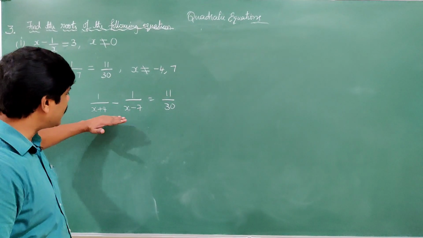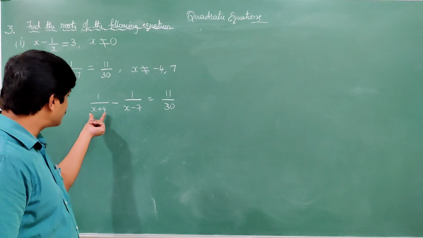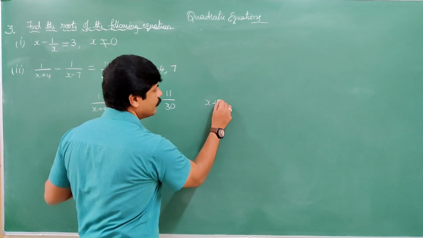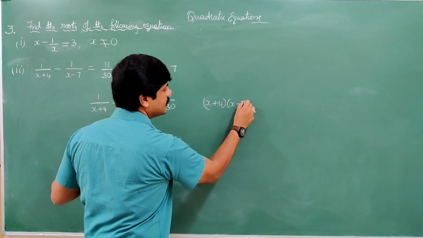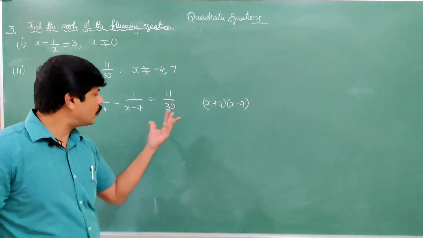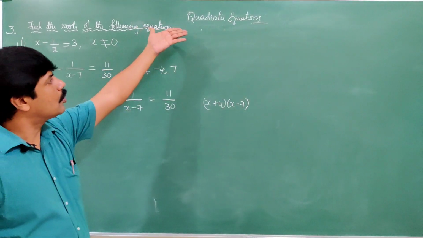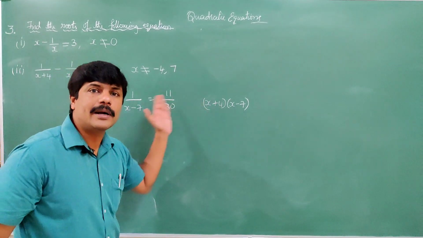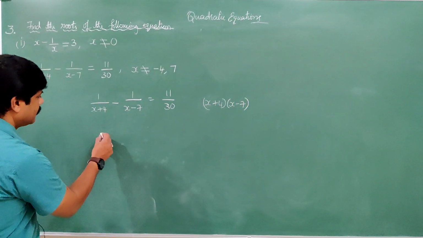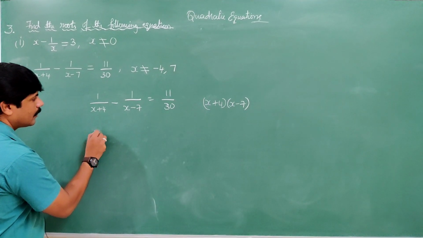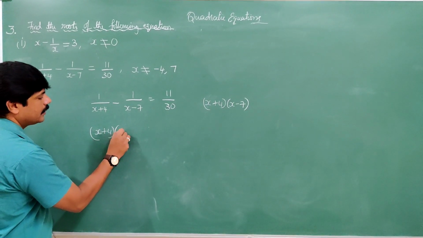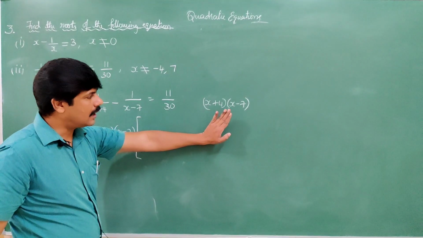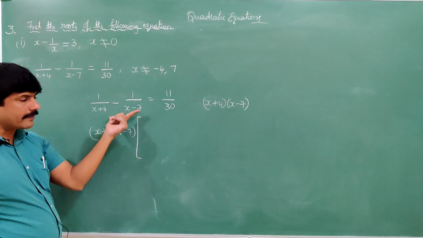Okay. Now see the denominator in the left hand side: the denominators are x plus 4 and x minus 7. We don't want anything in the denominator, understand? We have to bring it to quadratic equation form. So whatever the denominator is, you take it and multiply throughout, so that x plus 4 into x minus 7 multiplies this whole equation.